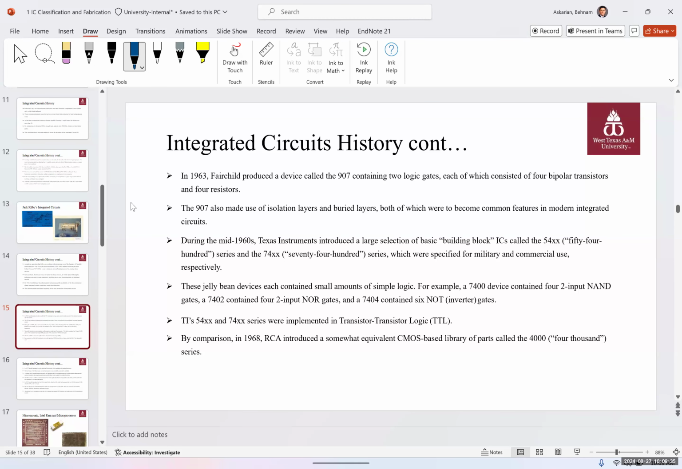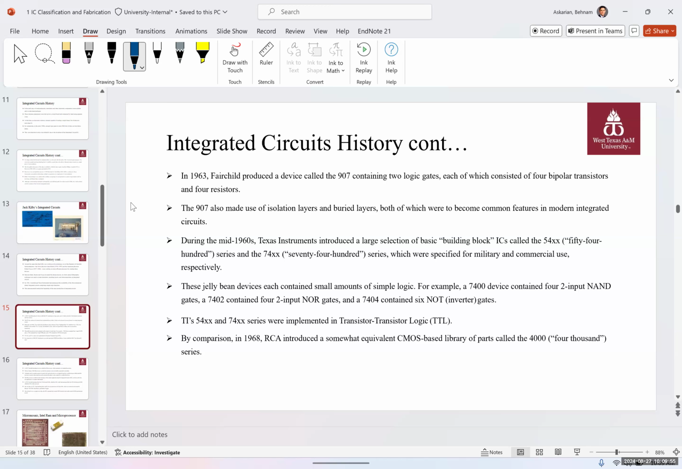These Jelly Bean devices each contain small amounts of simple logic. For example, a 7400 device contains 4 2-input NAND gates. A 7402 contains 4 2-input NOR gates, and a 7404 contains 6 NOT or inverter gates.